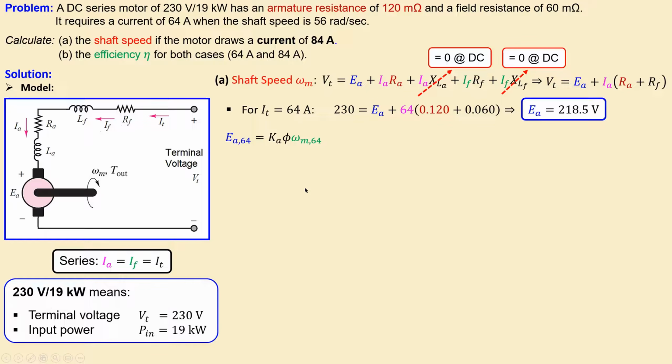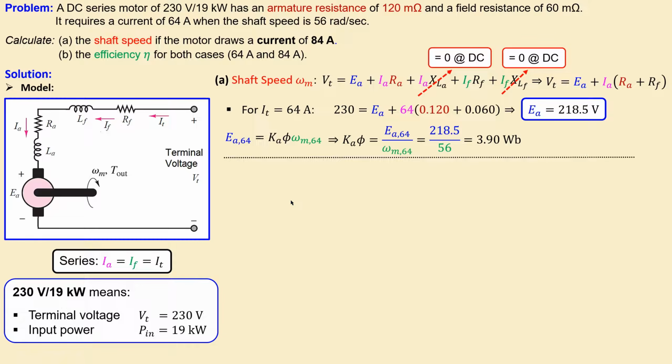But before we move on, we also need to know what the motor constant is. So we now have the necessary information to find the motor constant. If I substitute the values for this case, with a current of 64 amps and the rotation speed of the shaft, we can determine the constant, which will also be available in the second case. If you do the math here, you will get 3.90 Webers. That's actually our motor constant, so we can use that for the next situation.